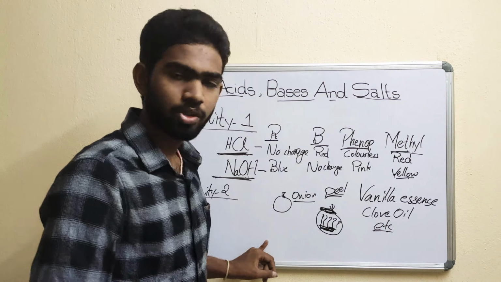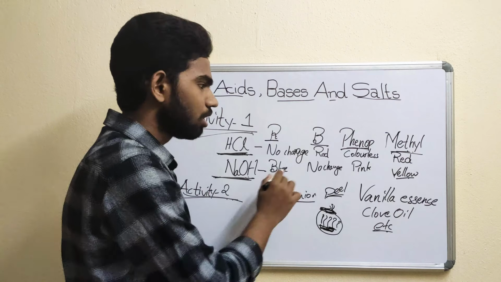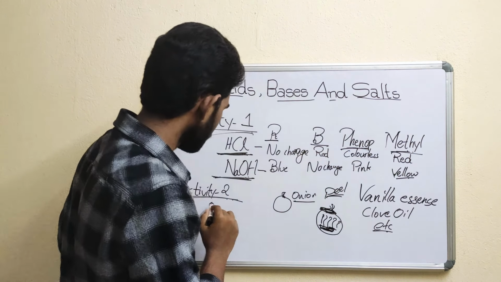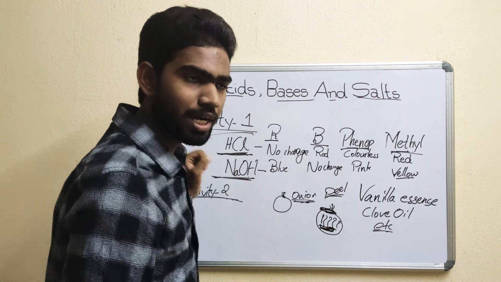So this is today's class. We discussed acids, bases and salts, activity 1 and activity 2. Activity 1 is about red litmus and blue litmus papers, phenolphthalein and methyl orange indicator. Activity 2 is about the homemade onion peel indicator.